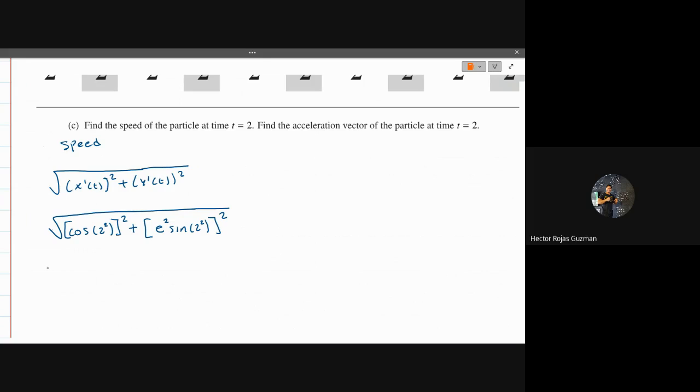And when you plug it into your calculator, you get 5.63. That's the speed at t is equal to 2.